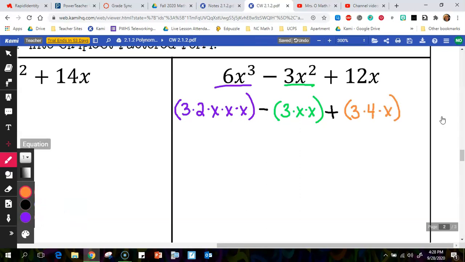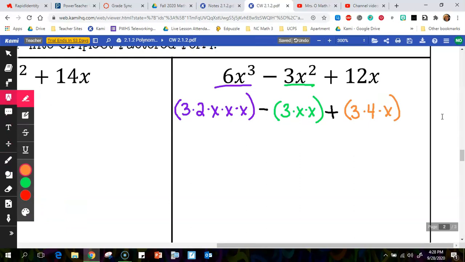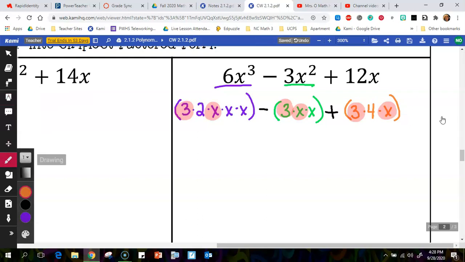Okay, so what do I have in common? Let me grab my highlighter. Let's do red. I've got a 3 in common on all of them. All of them have a 3, and all of them also have an x, and I think that's it for all 3 of them. These two, the purple and the green, both have an x, but if all 3 of them don't have that other x, then I can't use that. Okay, so on the outside of my parentheses is a 3x.